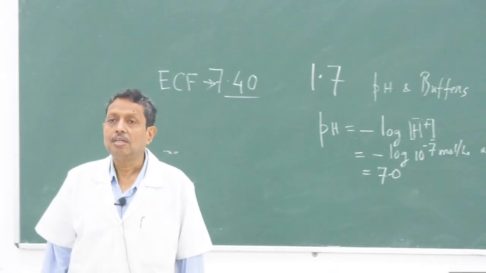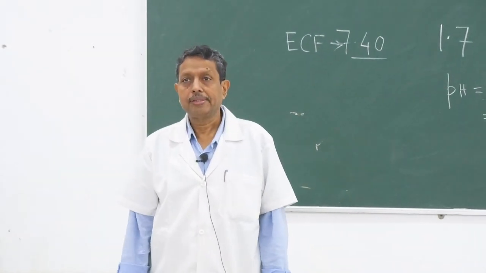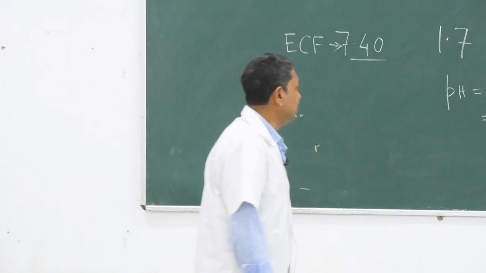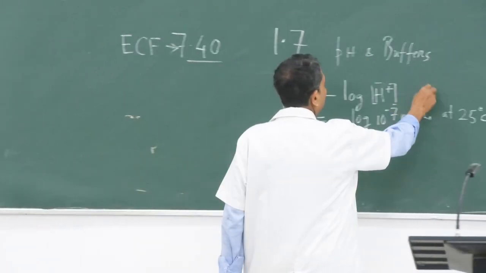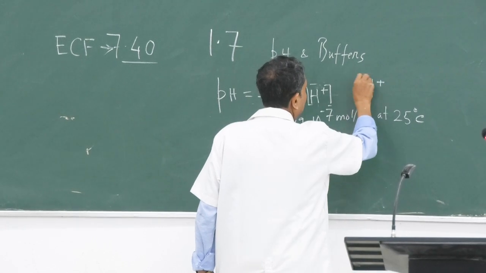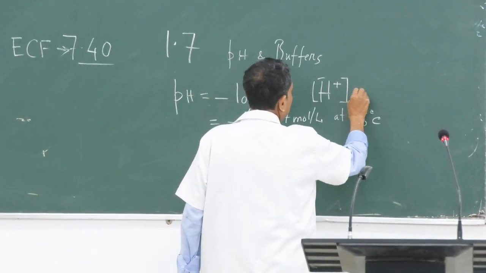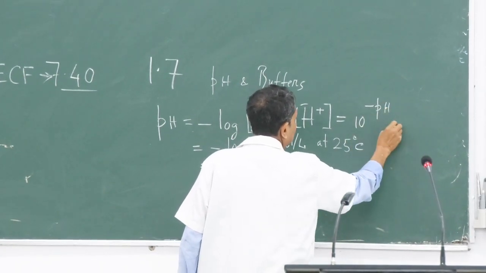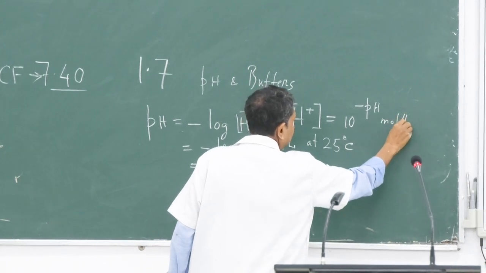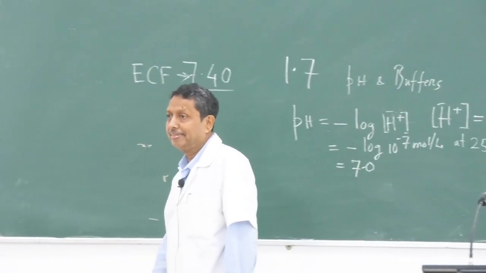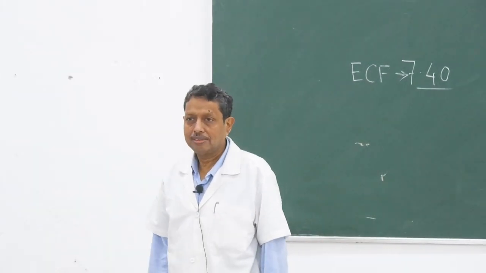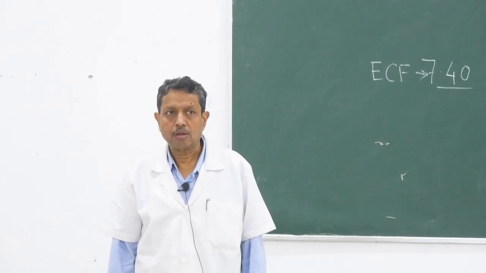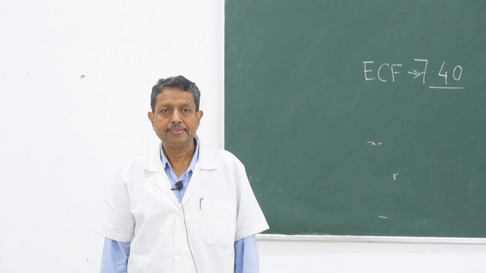The same concentration of the hydroxyl ions is also present. Clear? So hydrogen ion concentration can be expressed as 10 to the power minus pH mole per liter. Clear?